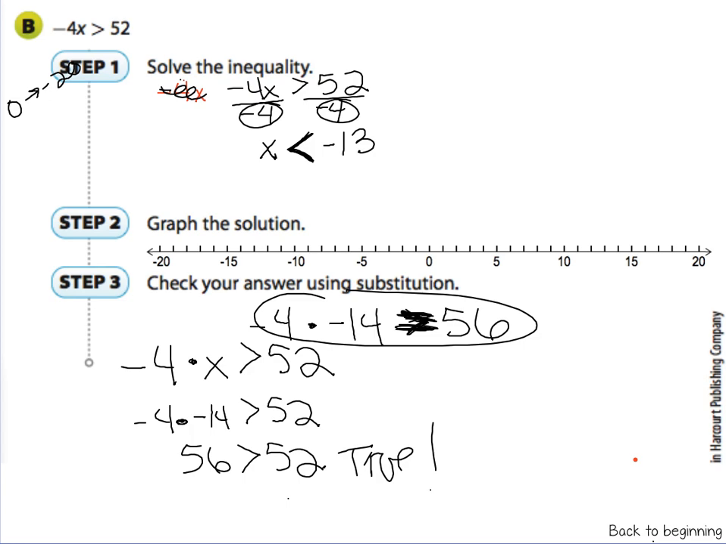Okay, so let's go ahead and plot. I know I have to plot at negative 13. It's an open dot because it cannot include, because it's only a less than sign. My numbers have to be smaller than 13, so it is going to point to the left this time because it's less than, so less than and left.